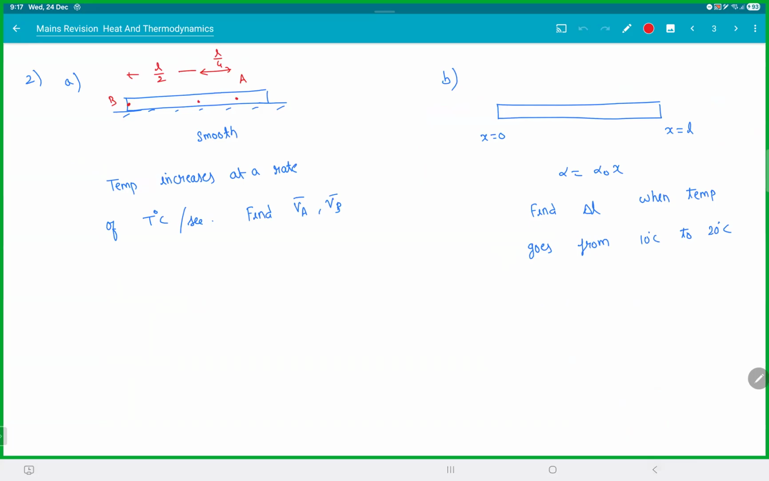We got a rod here. There are two points A and B. The temperature is increasing at a rate of t degrees per second. Find the velocity of A and B. The floor is smooth. Second thing, we got a rod where alpha is equal to alpha naught x. Alpha is changing with position. Find the change in length when temperature goes from 10 to 20 degrees.